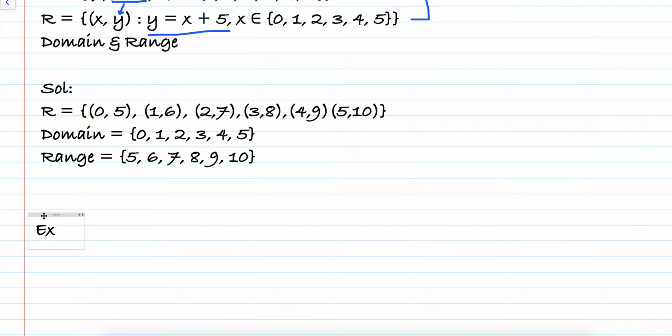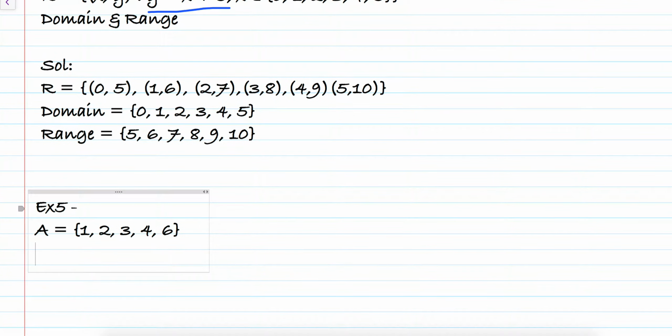So we will see one more example. We have a set A equal to {1, 2, 3, 4, 6}, and R is a relation on A.